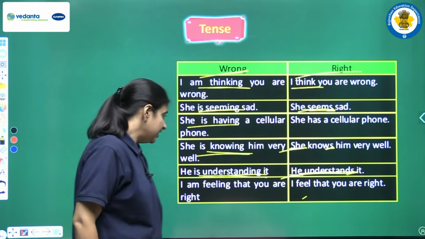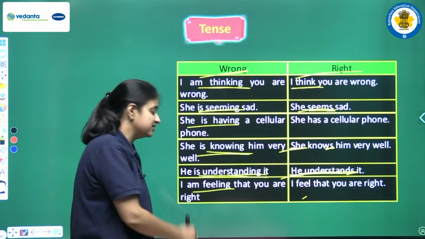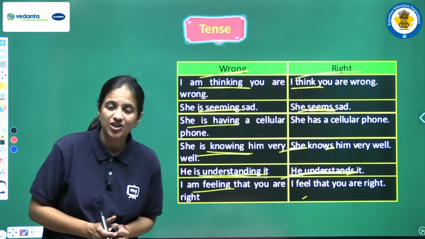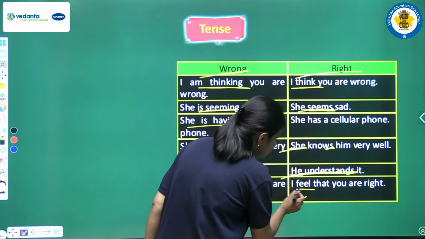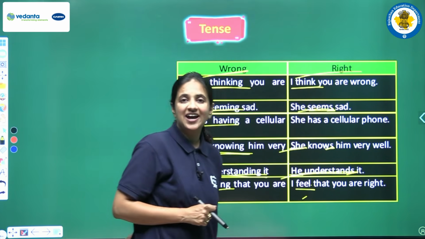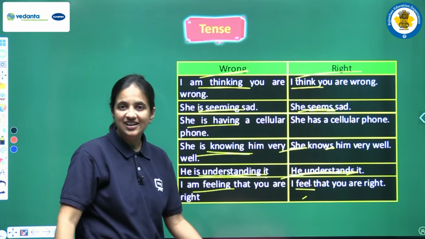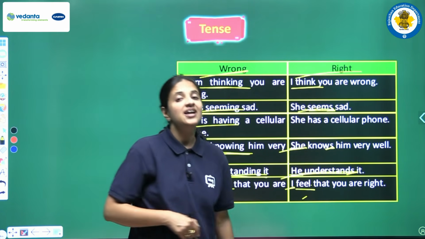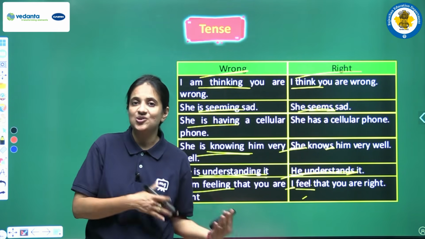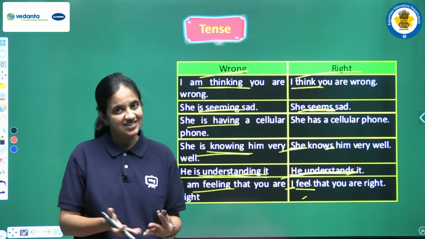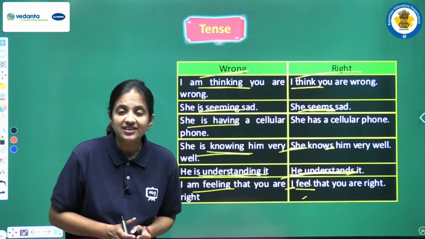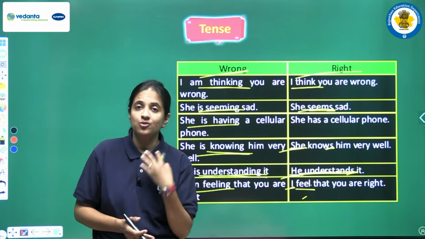Next is I am feeling that you are right. Again feel is one of the action verbs that we want to write using continuous structure. So the right structure will be I feel that you are right. And what is the reason that we are not having s here, right? The reason is very clear, because as a subject we are having I, and I is always considered to be a plural subject, and for plural subjects we don't use s or es, we just write first form, and this is the reason we are writing I feel. Clear?